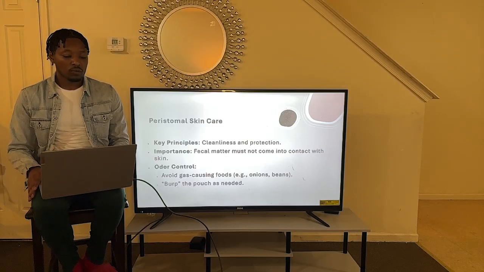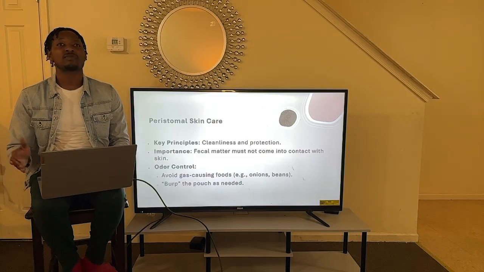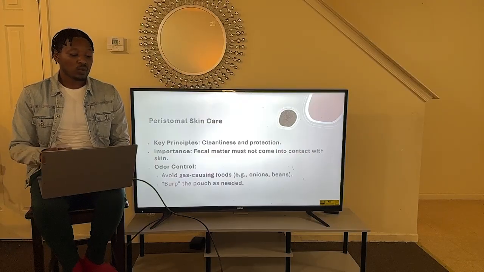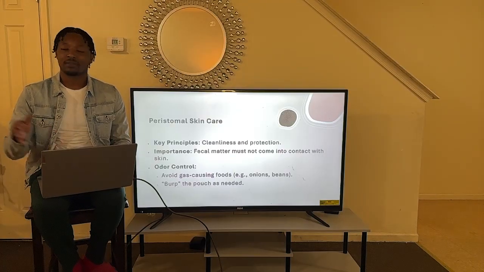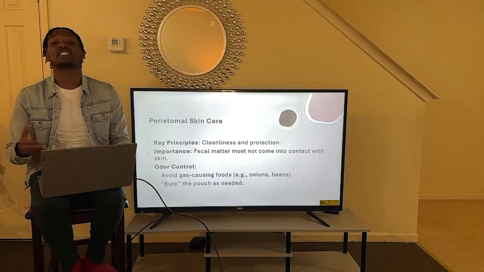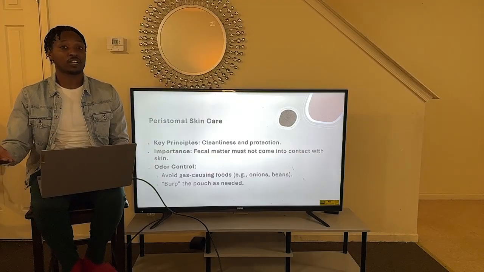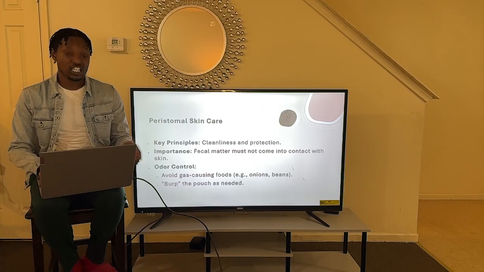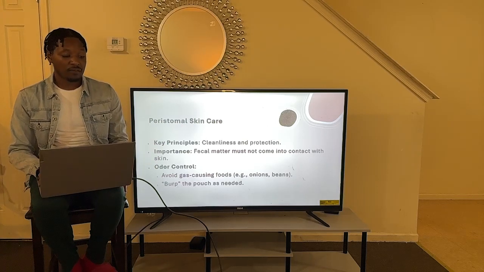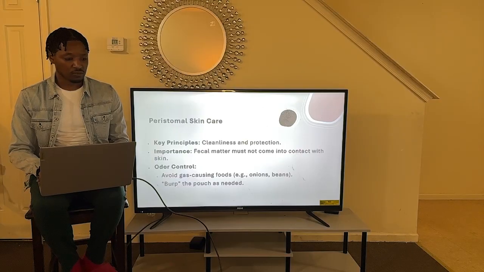Odor control: avoid gas-causing foods such as onions and beans and some of the other foods we mentioned earlier, such as the cabbage family and stuff like that. And when you empty the pouch, it's called burping the pouch because there's gas inside the pouch, and when you open it up, there's a foul smell that comes out just as if you were passing gas or flatulence. Pretty much it is burping the pouch. If you've ever emptied an ileostomy before, you know exactly what I mean.